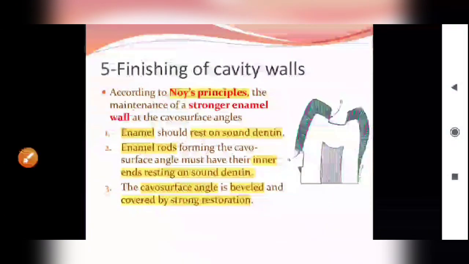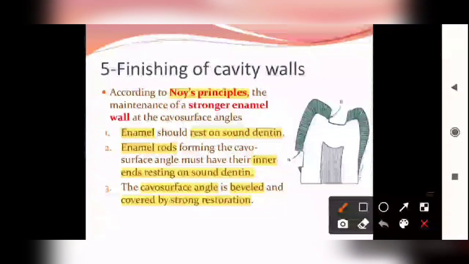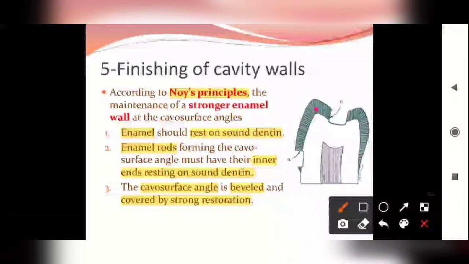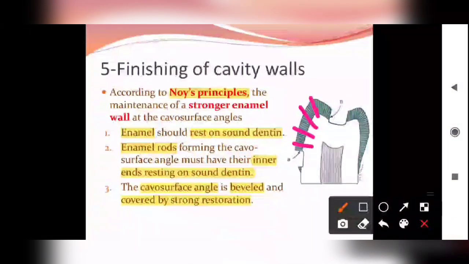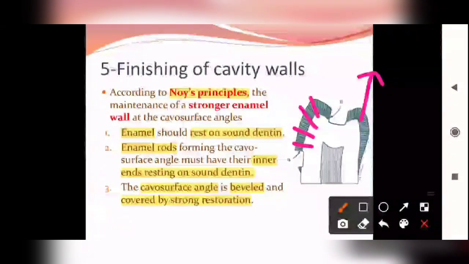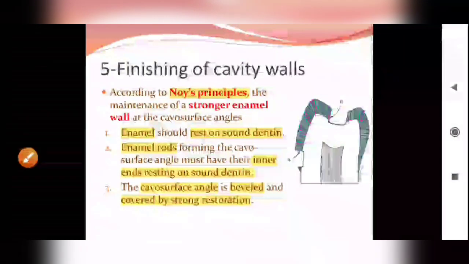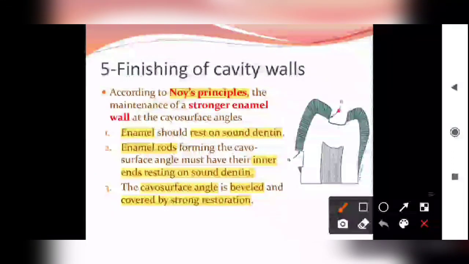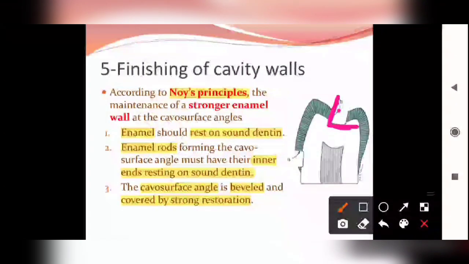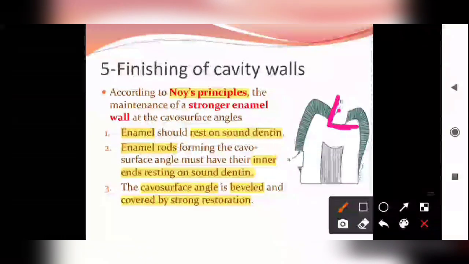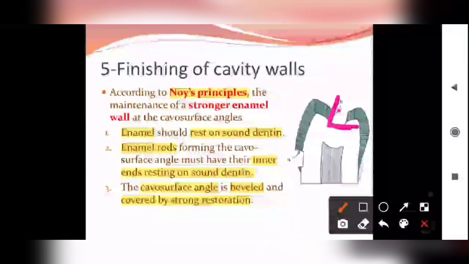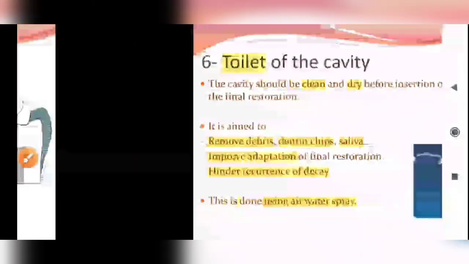And the enamel rods forming the cavosurface angle. These black colored ones are the enamel rods, and these are forming the cavosurface angle. So the angle which is present here is the cavosurface angle. They have their inner ends resting on the sound dentine. So these are the finishing of cavity walls.